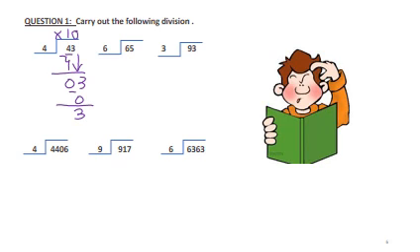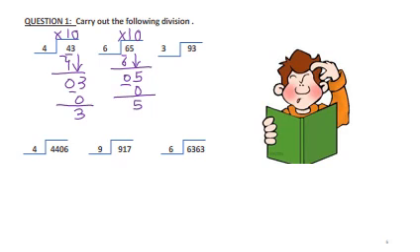Also 65 divided by 6. I'm going to take the 6. 6 divided by 6 is 1. 6 times 1 is 6. And you subtract. Then you bring down the 5. Now 5 divided by 6 is impossible because 5 is less than 6. So we put a 0. 6 times 0 is 0. And we subtract. And the remainder is 5.